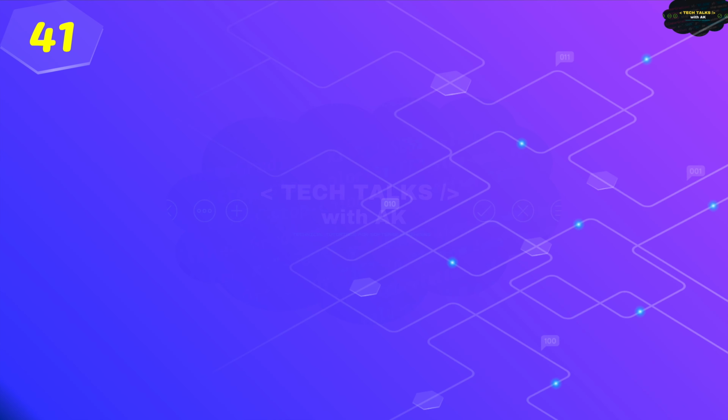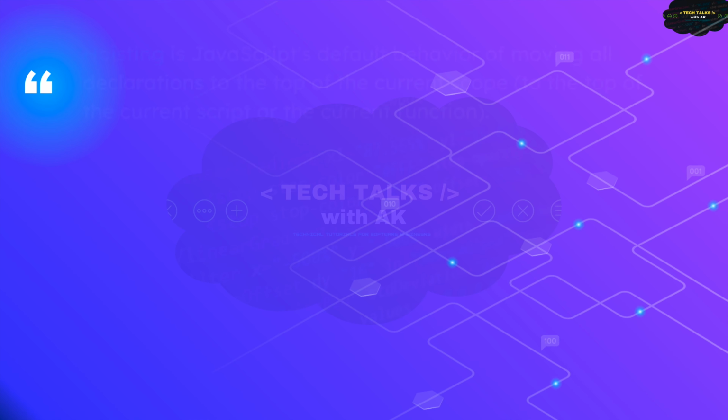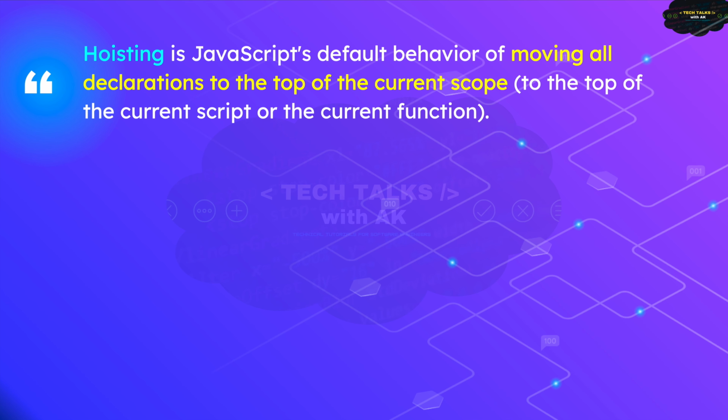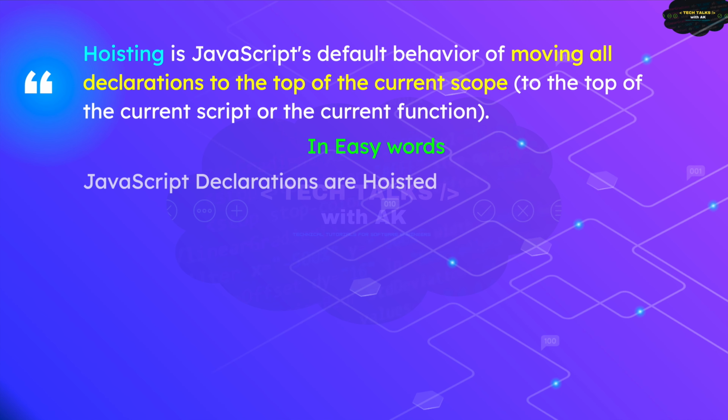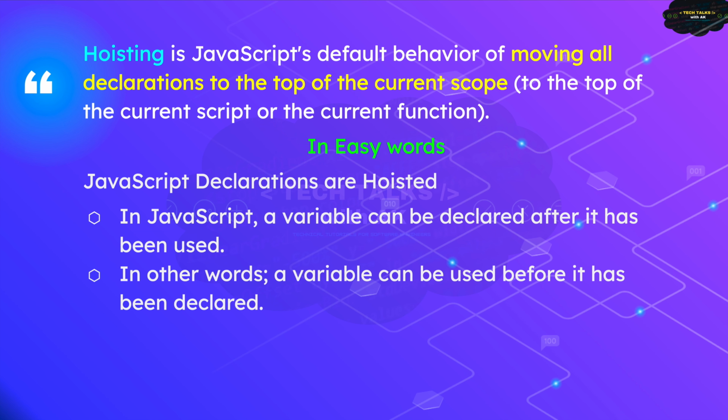So our next question is question number 41, which is: what is hoisting? And the answer is, hoisting is JavaScript's default behavior of moving all declarations to the top of the current scope, meaning to the top of the current script or the current function. In easier words, JavaScript declarations are hoisted. It means a variable can be used before it has been declared in JavaScript code. To understand it better, let's take some examples.